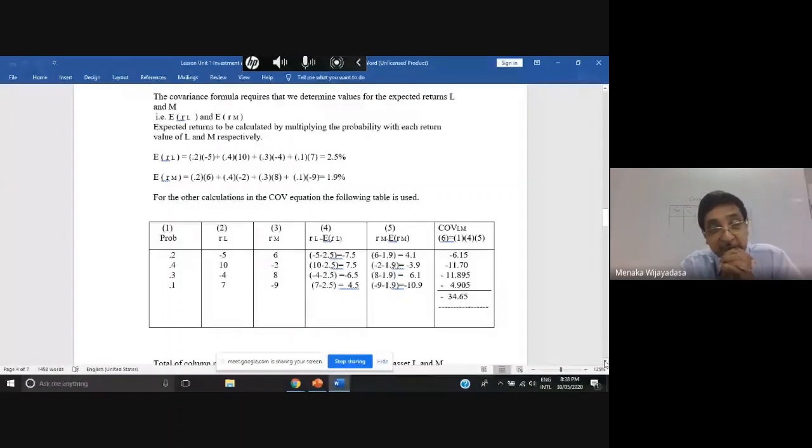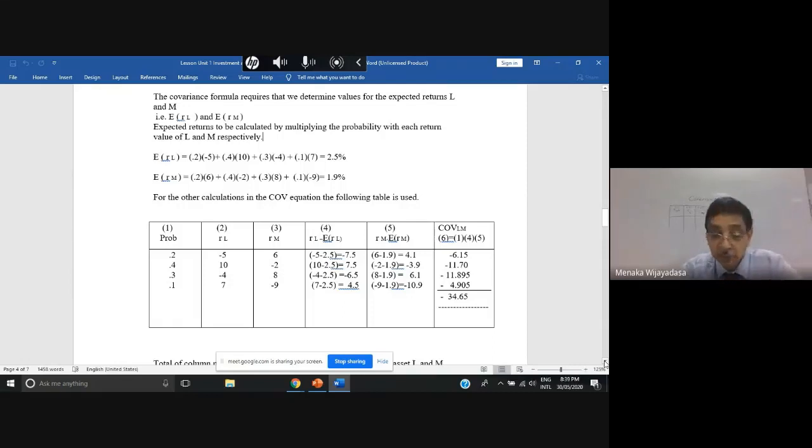So that's what we did in this calculation also. We calculated the expected rate of return of L first and the expected rate of return of M second. The expected rate of return of L is taken as 2.5%. The expected rate of return of M is taken as 1.9%. So those are all calculated. Then we just prepared the schedule. In that schedule, you have the probability, return of L, return of M, then RL minus ERL, RM minus ERM, then the covariance. So this is the simple way of calculating the covariance.